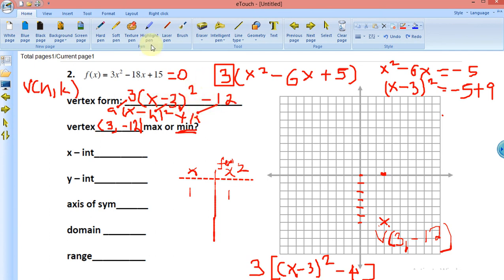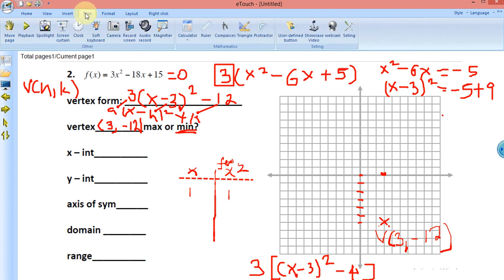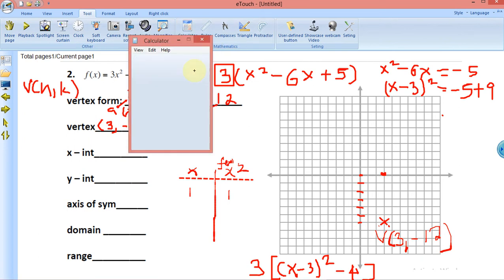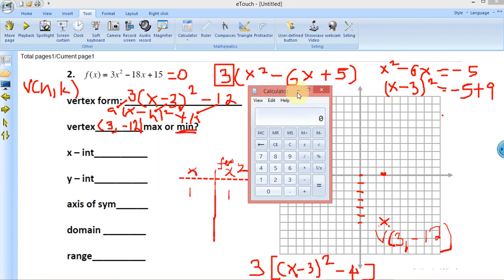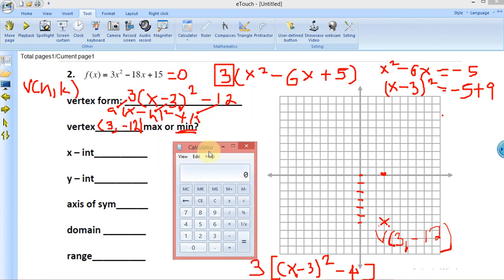I think I need my calculator this time around. I need to do this now so that I don't get into trouble. Can you bring it out? Okay, thank you. So this calculator, let me put it here because I don't need that table again.